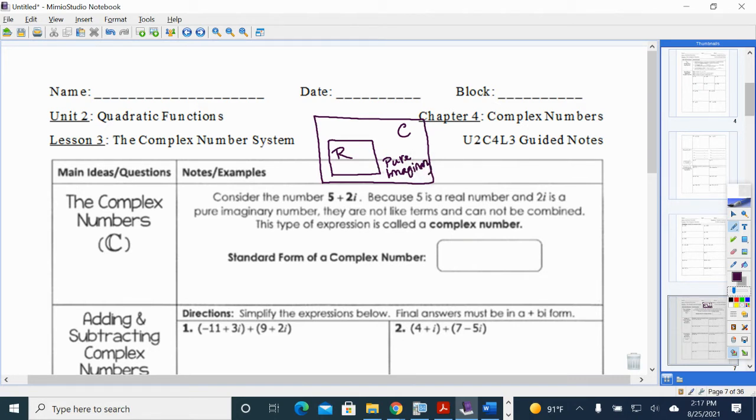Okay, so in the notes here it says consider the number 5 plus 2i. Because 5 is a real number and 2i is a pure imaginary number, they are not like terms and cannot be combined. This type of expression is called a complex number. Standard form of a complex number is a plus bi, where a is the real part and the bi is the imaginary part. Now, the real part must always be named first.